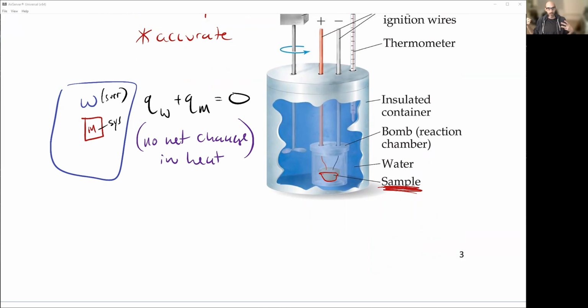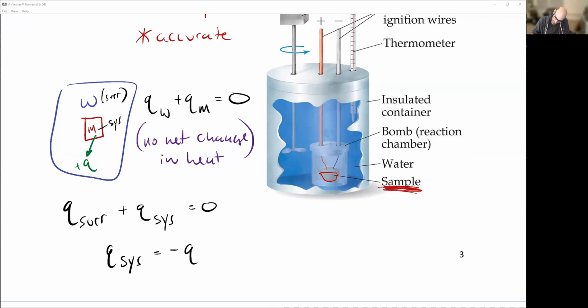The combination of those two has to be equal and opposite, because any energy lost by the metal is going to get absorbed. Any energy that is lost by the metal has to get absorbed by the surroundings. Okay, so there's no net change. Another way that we can look at that is I can rearrange it. Instead of saying Q_w, what I'll say is Q of the surroundings plus Q of the system equals 0. I'm just going to rearrange that, putting the surroundings on the other side. So the heat of the system is equal to negative heat of the surroundings.